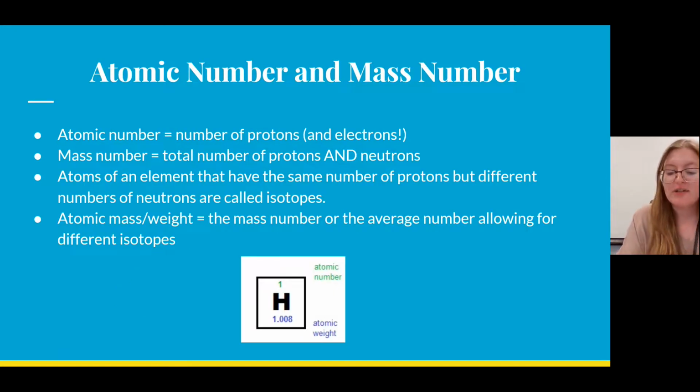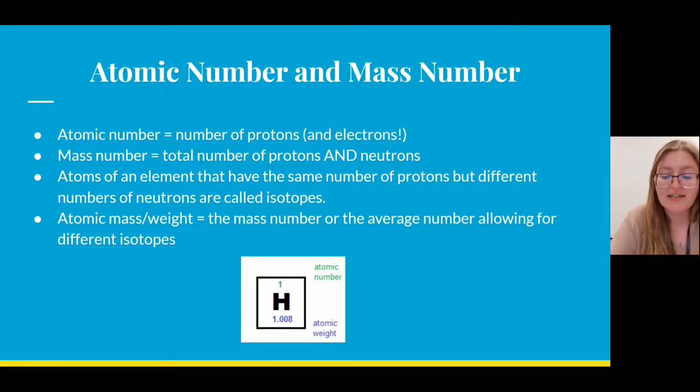The atomic number of an atom is equal to the number of protons in the nucleus of an atom. The number of protons in the nucleus makes the atoms of one element different from those of another. Since atoms are electrically neutral, the atomic number also equals the number of electrons.